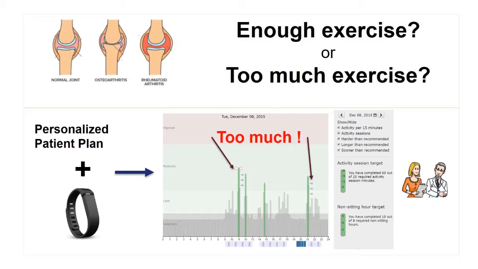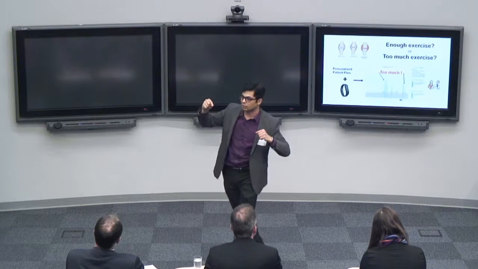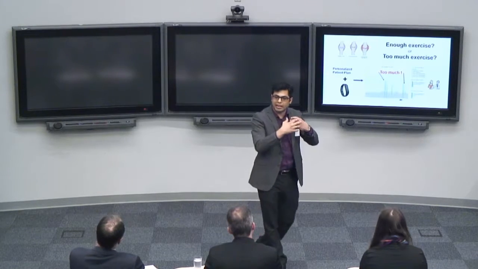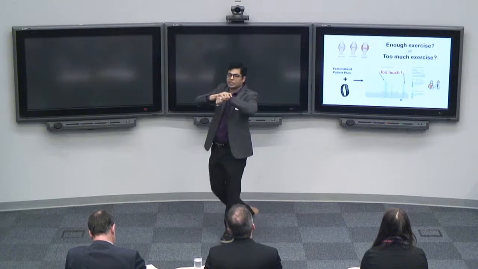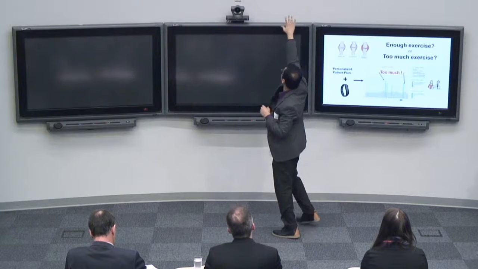Normal health activity trackers like Fitbit will track activity for individuals, but they are designed for healthy individuals, right? So they do not customize their data analysis for the patients. And so what we do is we take Fitbit data from the patients. Patients wear the Fitbit on their wrists. We take the Fitbit data, we take a personalized patient plan from their physicians, we combine this data, crunch the numbers, and develop a visualization.